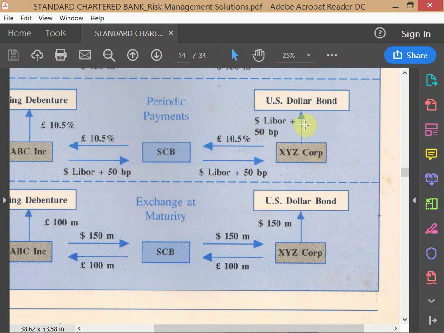Our hedge position is the interest rate, so 10.5 is the hedge position. This is not the hedge position, this is the hedge transaction. The net periodic payment position is this, and now the net is 10.5 sterlings.